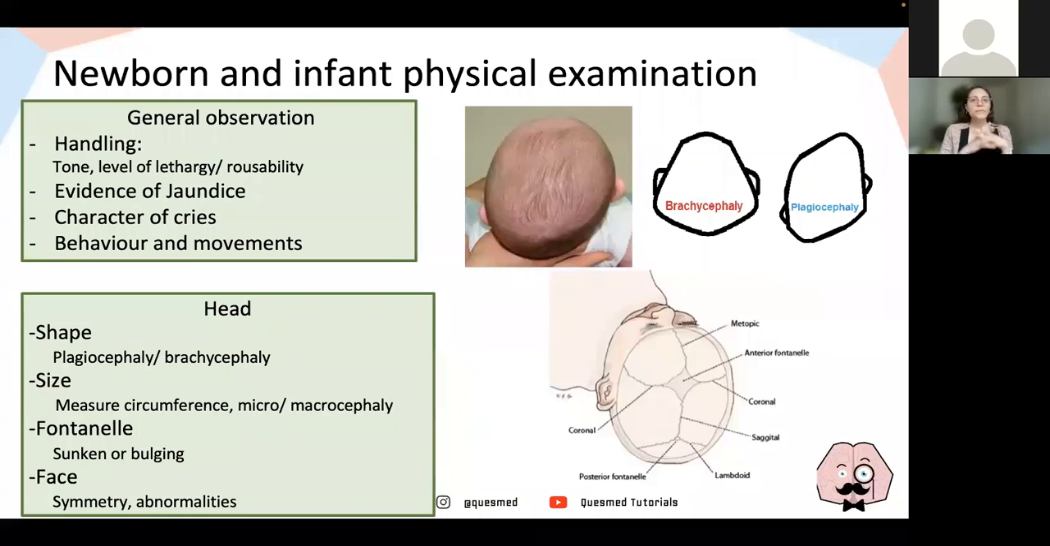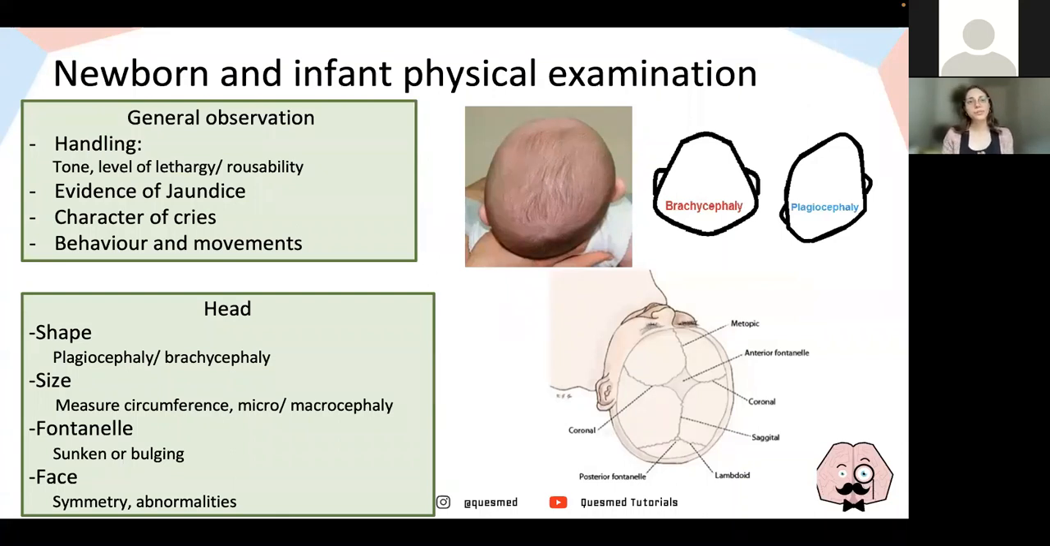You'd always start with a general examination, general observation, and then move on to head to toe. So when it comes to general observation, what you'll be looking out for is things like handling. Does a baby handle well? When we talk about handling, which is a term that pediatricians use quite a lot, it just means what's the baby's tone? Do they look like a well baby? Are they moving and holding themselves the way you'd expect a baby to do?